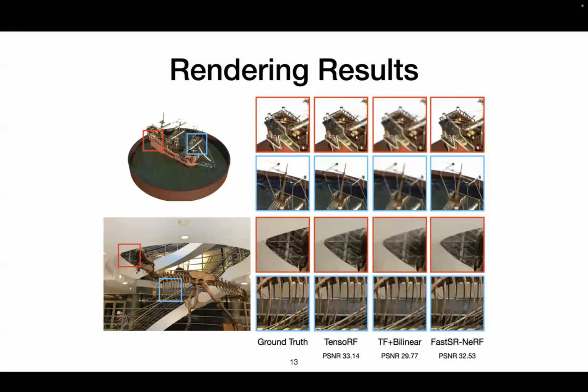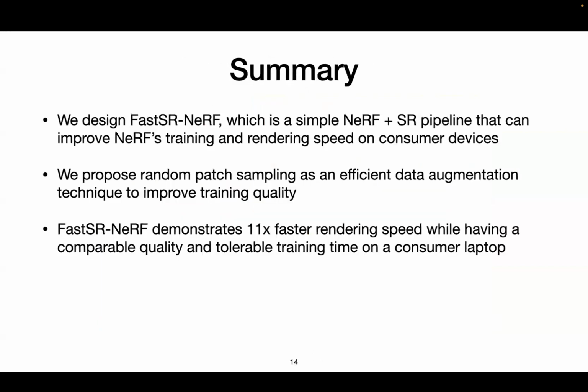We also show the rendering results, and we can see FastSR-NeRF can generate images with comparable visual quality to TensorRF with just a slightly lower PSNR. Okay, to sum up our work, we designed FastSR-NeRF, which is a simple NeRF and super resolution pipeline that can improve NeRF's training and rendering speed on consumer devices. We propose random patch sampling as an efficient data augmentation technique to improve the training quality. FastSR-NeRF demonstrates up to 11 times faster rendering speed while having comparable quality and tolerable training time on a consumer laptop.